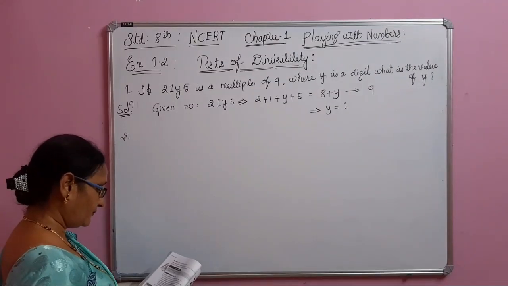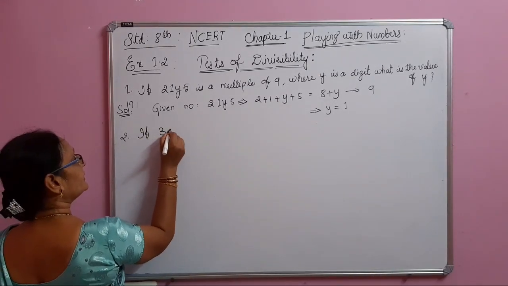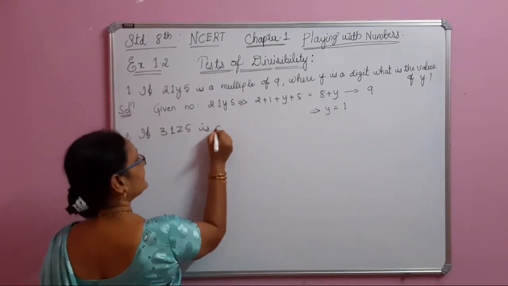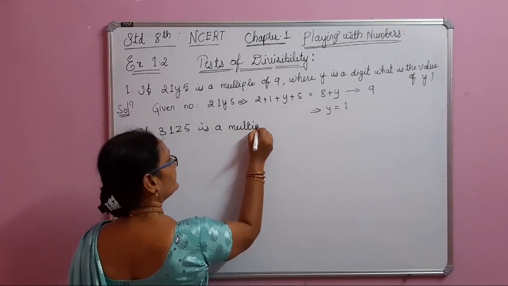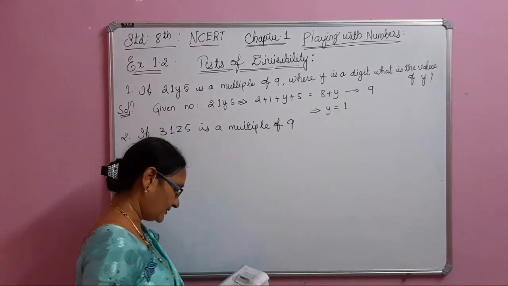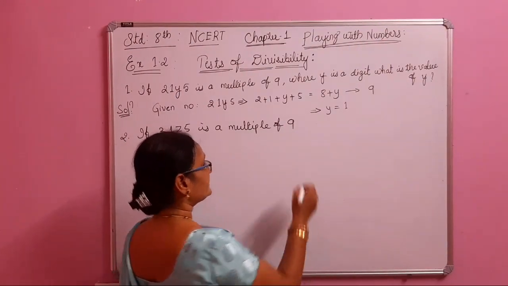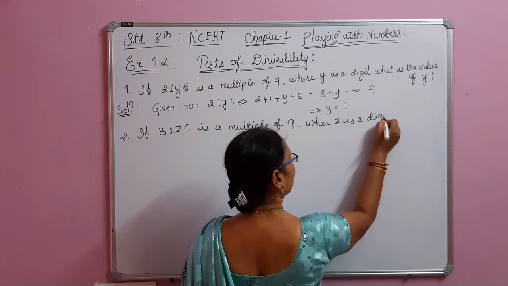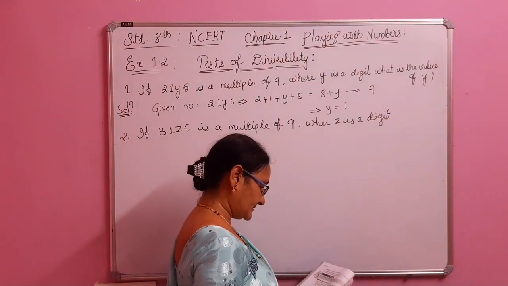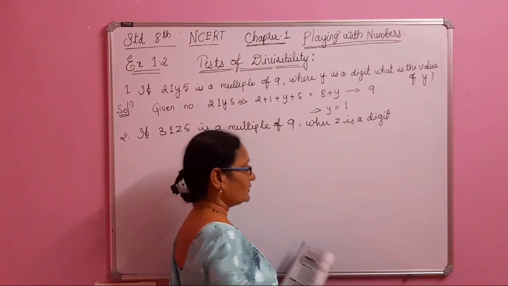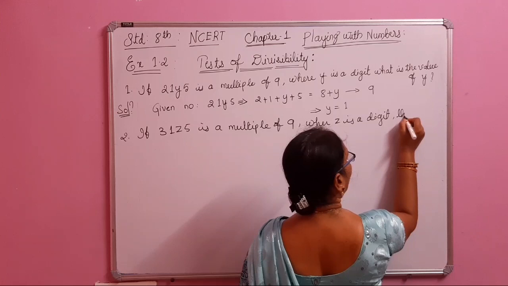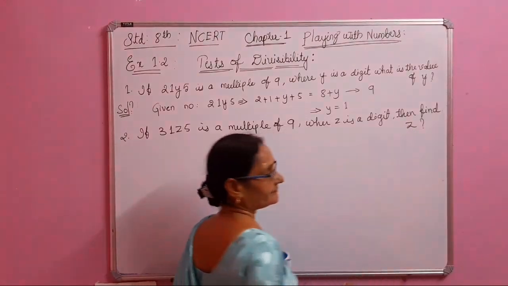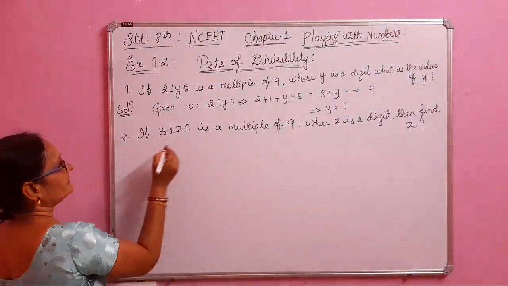Now the second problem. If 31z5 is a multiple of 9, where z is a digit, then what is the value of z? Find z. Same method. What we have done?